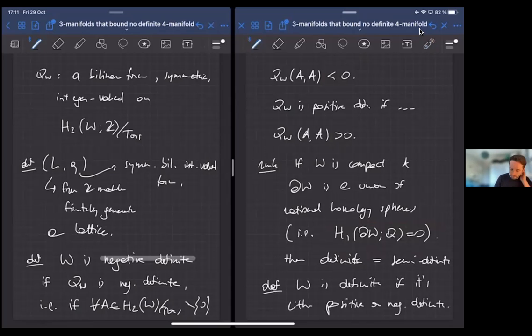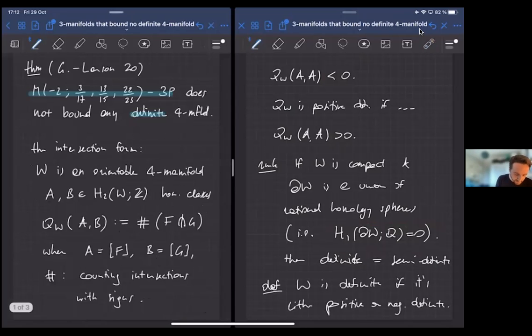And okay, and now at this point, you might scratch your heads a bit and say, wait, I think that your statement is wrong, because if I give you a 3 manifold, at least a homology 3 sphere, I can always find a 4 manifold that is definite, or at least semi-definite in the other case, whose boundary is your given 3 manifold.